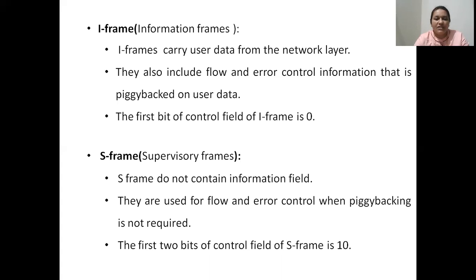The second type of HDLC frame is the S frame, or supervisory frame. The S frame does not contain an information field. It's a specialized frame for flow and error control information. This frame is used whenever the flow and error control information cannot be piggybacked on the I frame itself. So whenever the I frame has a restriction of carrying only data, in that case an S frame will be added additionally to indicate the flow and error control information. The first 2 bits of the control field of the S frame are 1, 0.